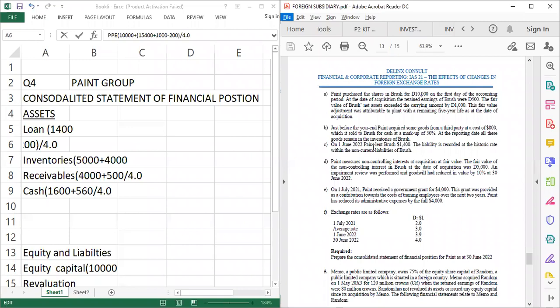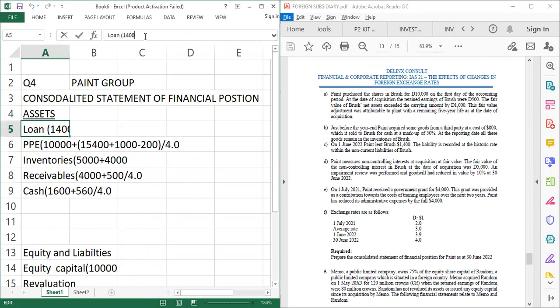Paint is the owner of Brush. So can you give a loan to your own company? No. If you have a head office in Accra, you have a branch in Kumasi, will you say you are giving a loan to the branch in Kumasi? No, you are just investing in your own company, so you are not giving a loan. So Paint is showing this as an asset, and Brush is also showing this as a liability. What we are going to do is that Paint's figure for the loan is 1,400. So we subtract 1,400.